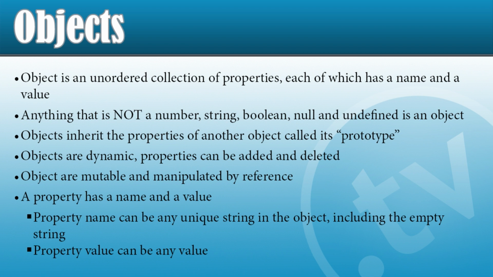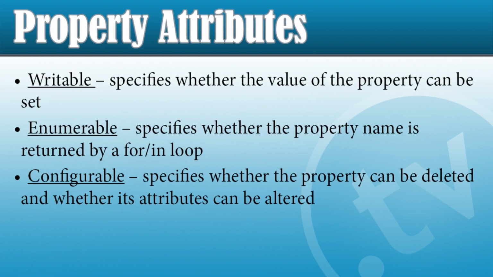Objects inherit the properties of another object called its prototype. Objects are dynamic. Properties can be added and deleted. Objects are mutable and manipulated by reference. A property has a name and a value. The property name can be any unique string in the object, including the empty string. Property value can be any value.